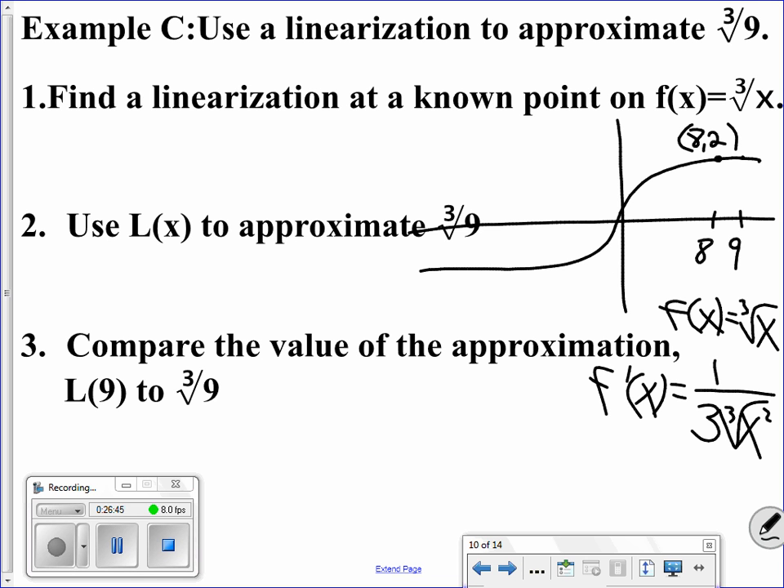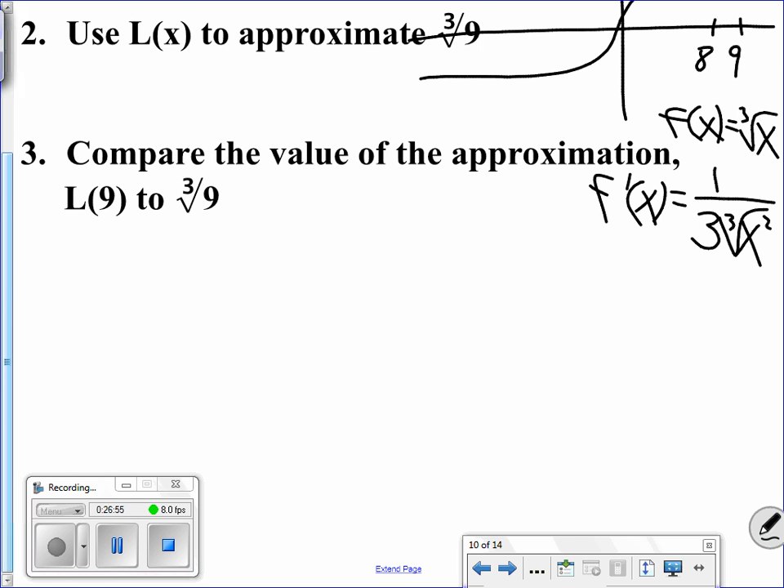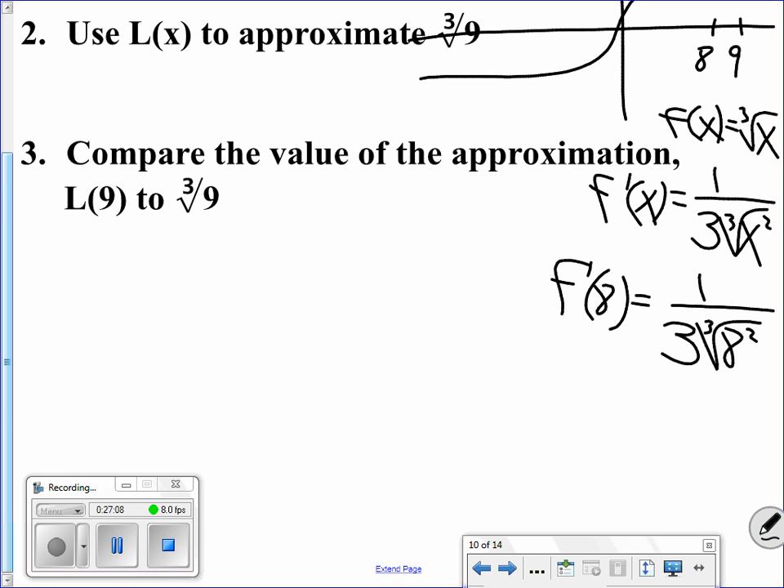Okay. Nice. Now, what number are we going to plug in? Where are we drawing the tangent line? At 8, right? This way everything's going to work out nicely. So you plug in the x value at the point we're drawing the tangent line. So we want f prime of 8. 1 over 3 times the cube root of 8 squared. What's the cube root of 8? Square it. Times 3. So we have 1 over 12. That is the slope of our tangent line.